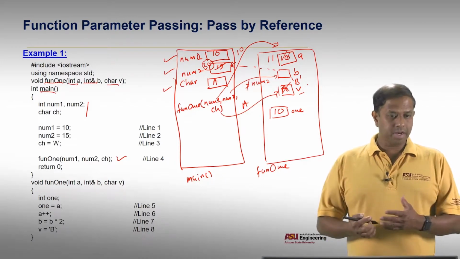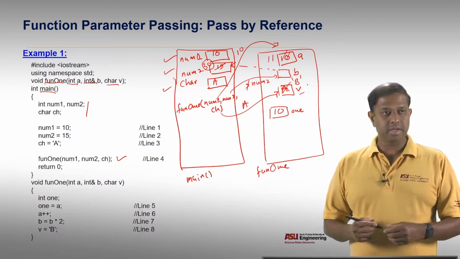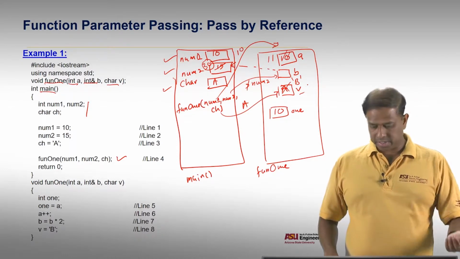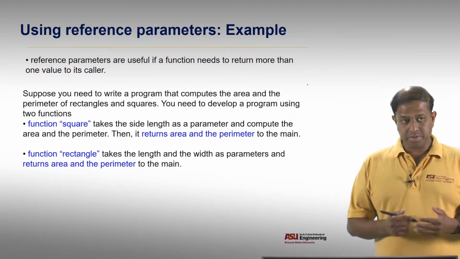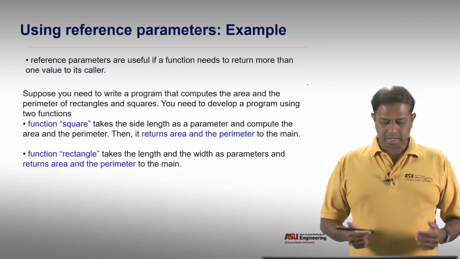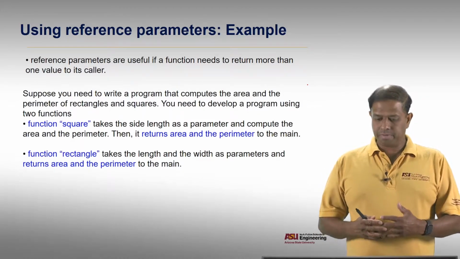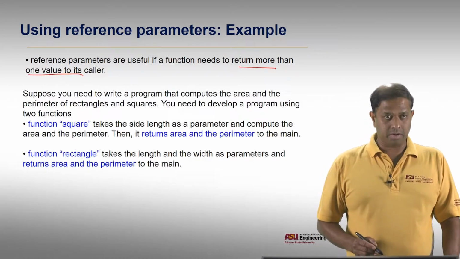So when you're writing a method, we can write a method in a way that we have pass by value as well as pass by reference techniques in combination. All right, now why do we do something like this? Usually we have pass by value and pass by reference in combination, especially when the function wants to return more than one value to the caller.